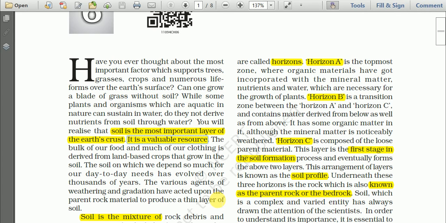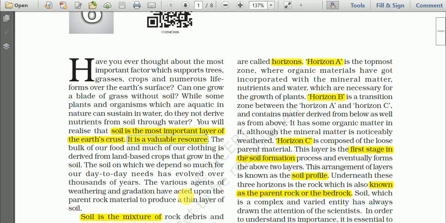and the crops grown on the soil are also used as a raw material for different types of industries. And hence soil is a very important resource, and the soil on which we depend so much for our day-to-day need has evolved over thousands of years.